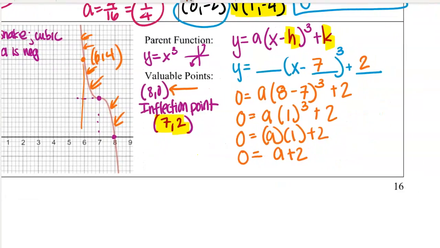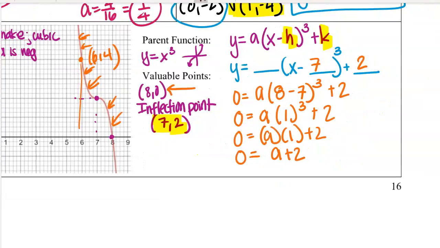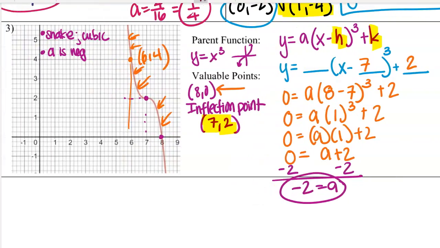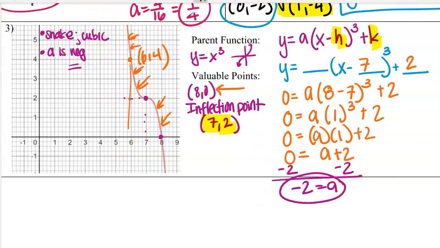Well, all we have to do now is move the 2 over, and moving the 2 meaning that we're doing its opposite. So negative 2 equals a. We did say a was going to be negative, so this is awesome. Fill that in. So right now, our final equation, students, for this example is y equals negative 2 times the quantity of x minus 7 to the third power, and then plus 2. That is it.